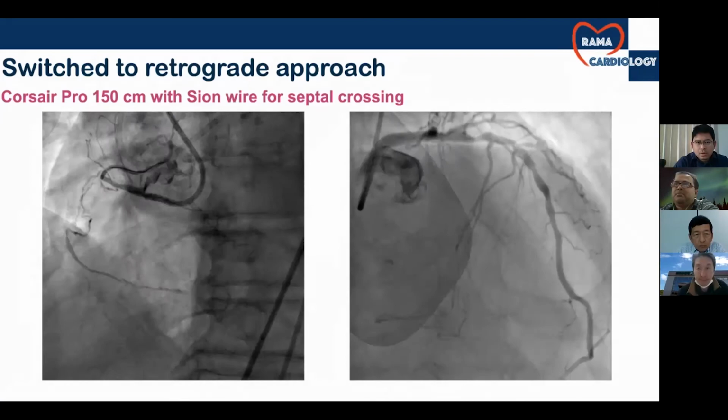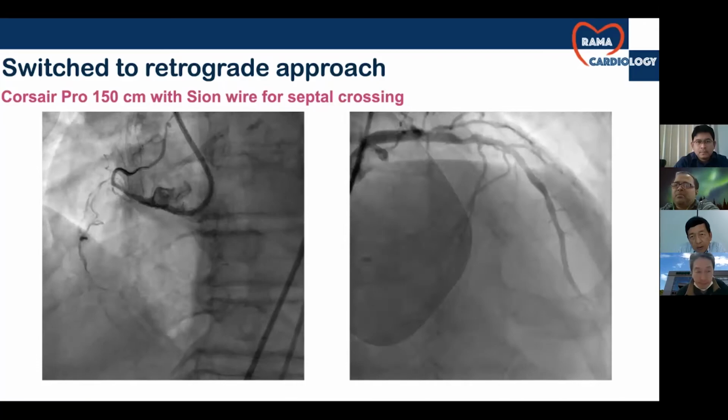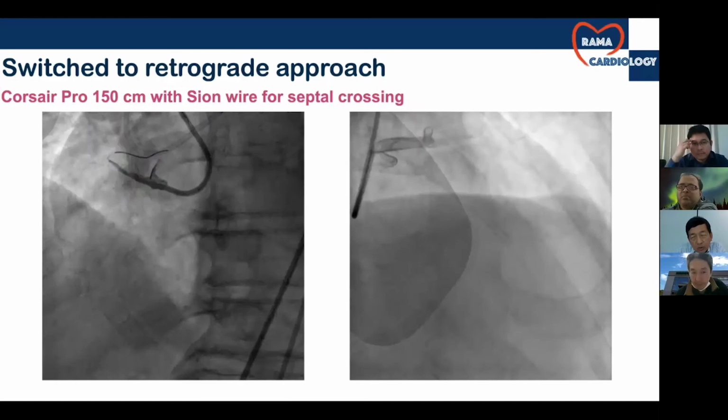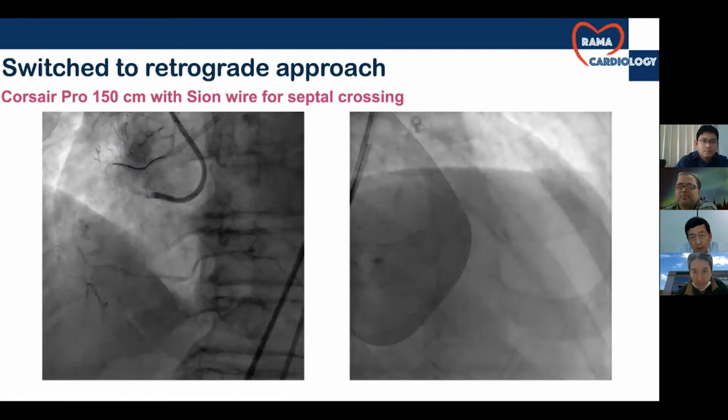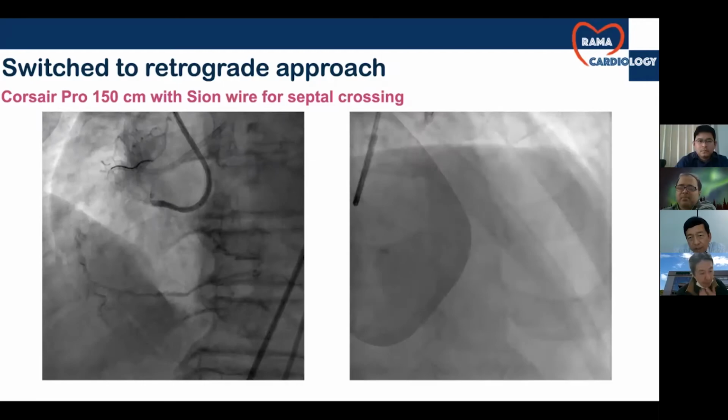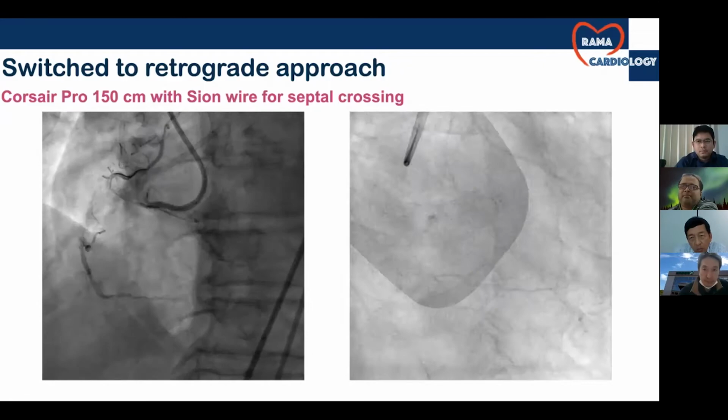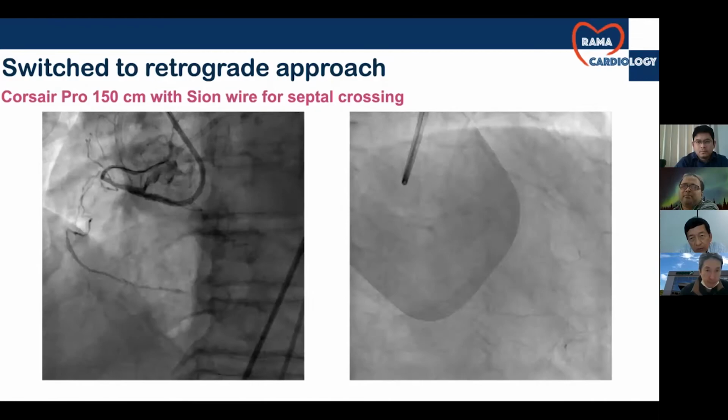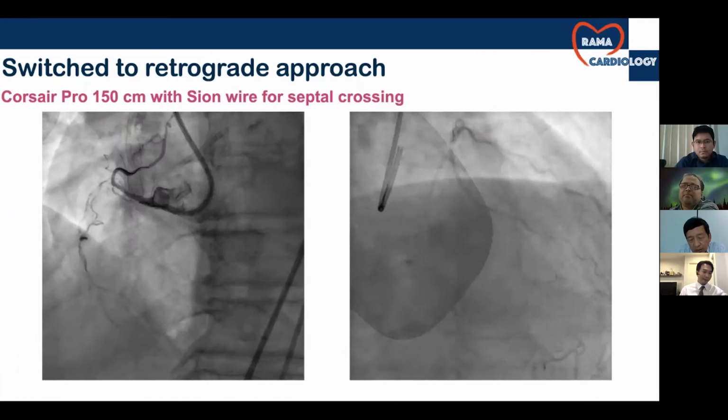And maybe I can add another point. When you have your retrograde wire inside the antegrade guiding already and you want to use the rendezvous technique, the best way is to do it at the curve of the catheters. So you put the microcatheter and the guide wire at the curve of the catheter, maybe better if you have an outer curve. Then the guide wire and the microcatheter will go into the same alignment and then go easily inside the microcatheter.